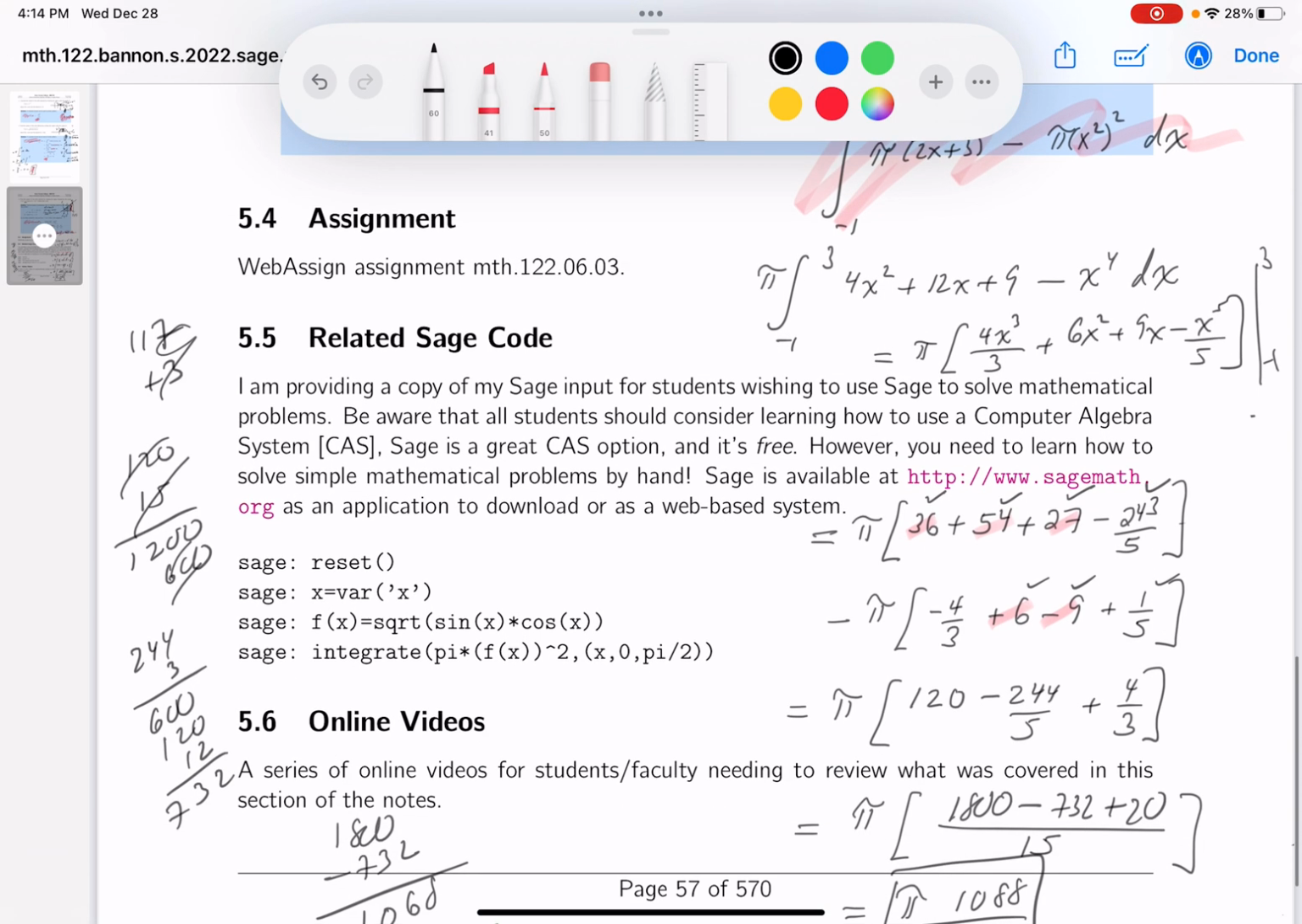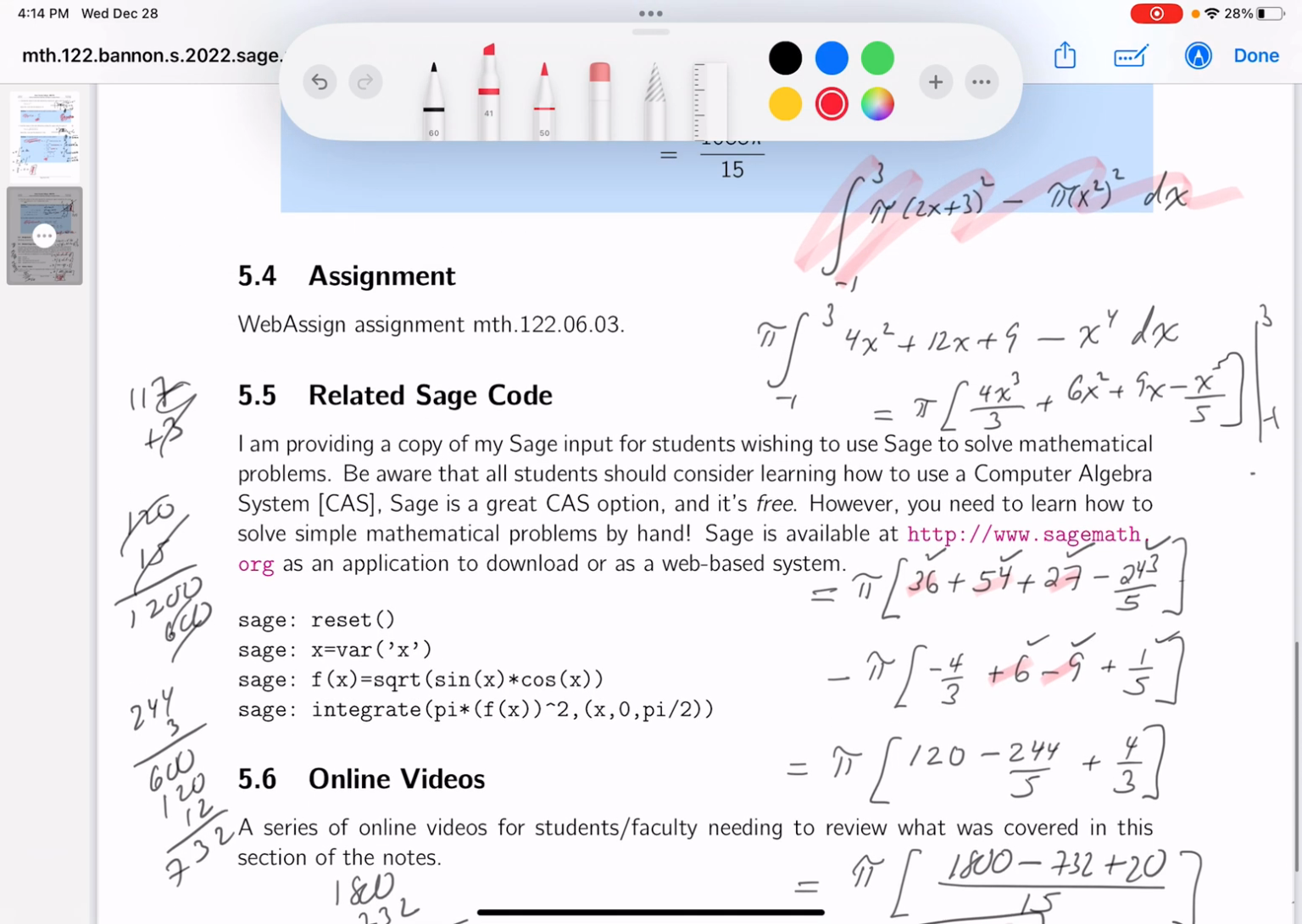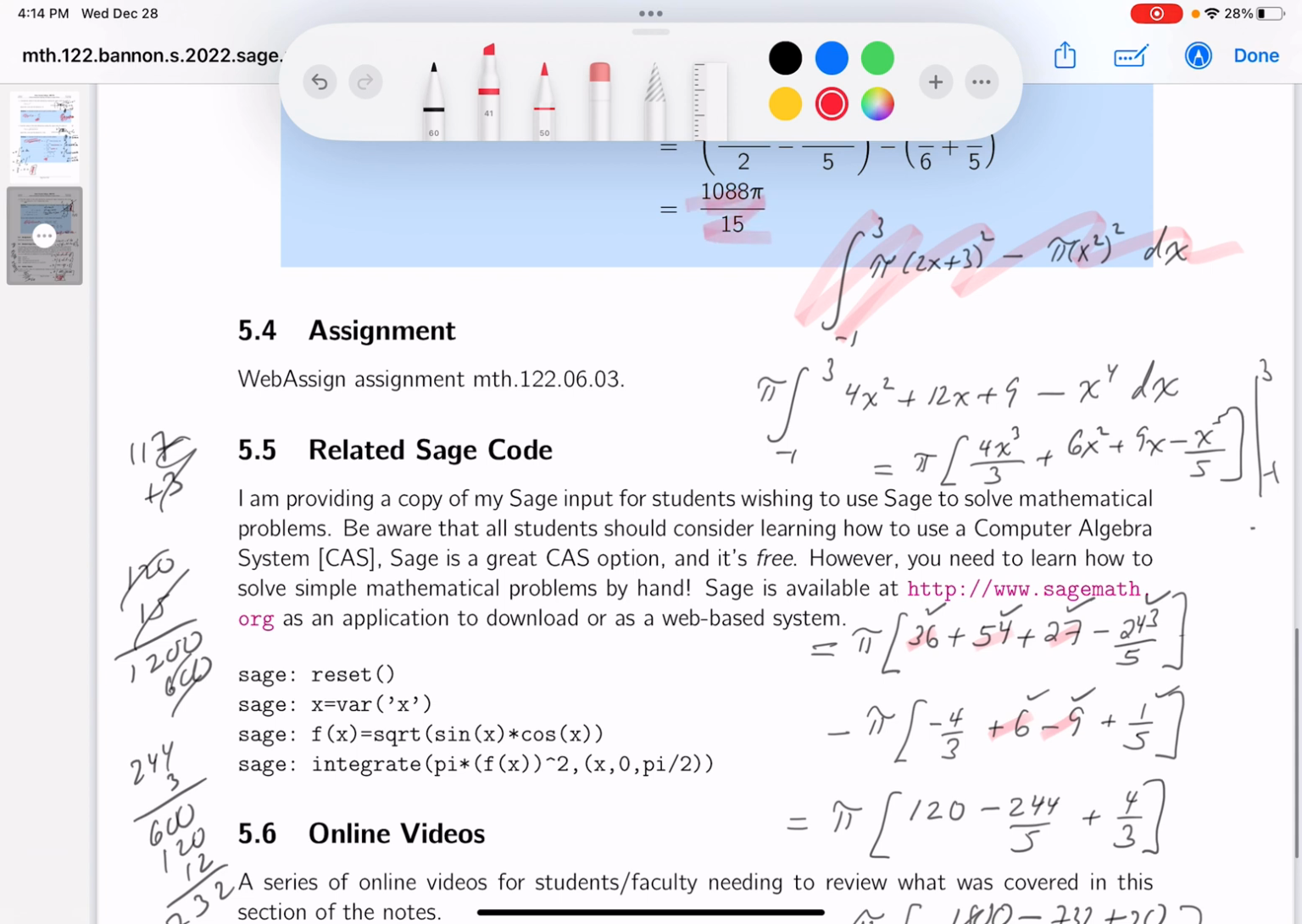Yeah, we did okay. And again, I realize for some students arithmetic is very difficult. I also find it painful. So pi 1,088 over 15. We're okay. Thank you.